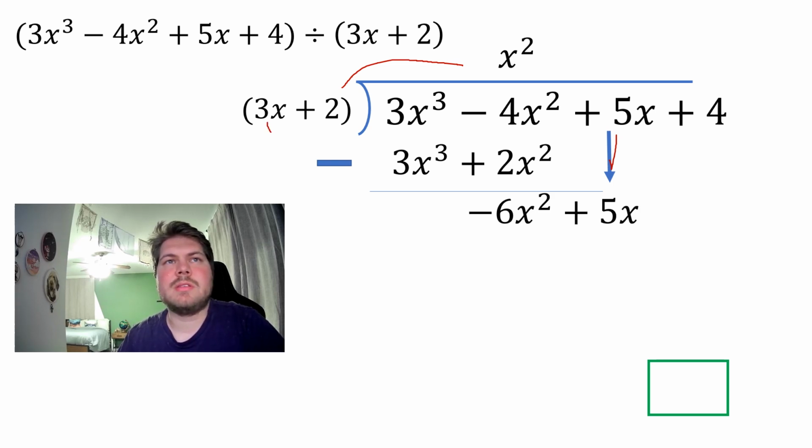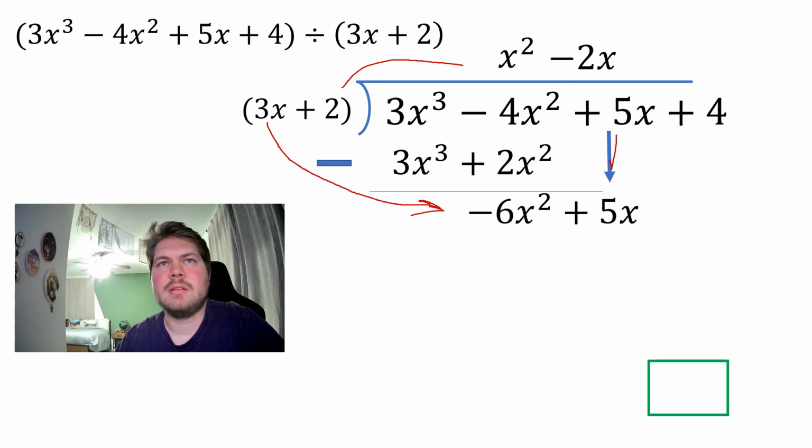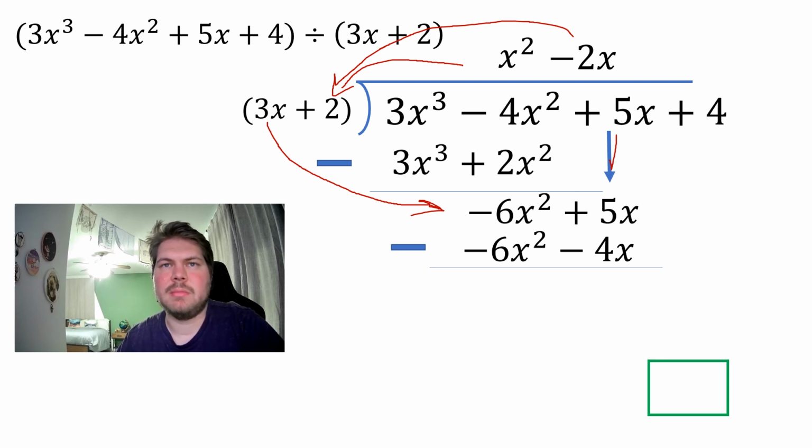And then how many times does 3 go into -6? x squared, well, we need one more x. And then negative, and 2, 3 times 2. So -2x. Now -2x times 3x gives us -6x squared, which is what we want. And then -2x times 2 gives us -4x. Then we're going to subtract. Remember, when you subtract, the minus makes this plus. So 5, these cancel out, and then 5 plus 4 gives you 9x.